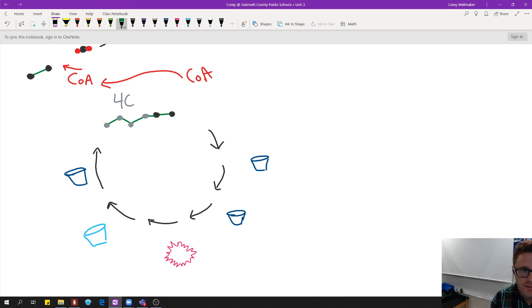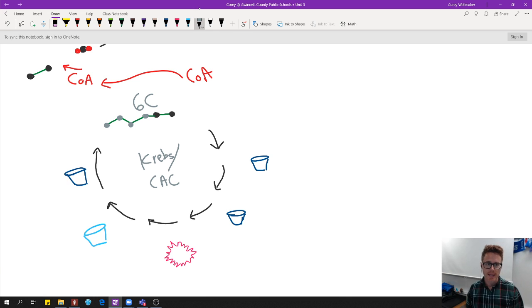What happens here? The 2-carbon and the 4-carbon combine in order to produce a 6-carbon compound called citric acid. So this is called the citric acid cycle, or sometimes it's called the Krebs cycle. You can call it either one. So the Krebs or the citric acid cycle. And what happens next is a series of reactions that's going to heavily oxidize citric acid.